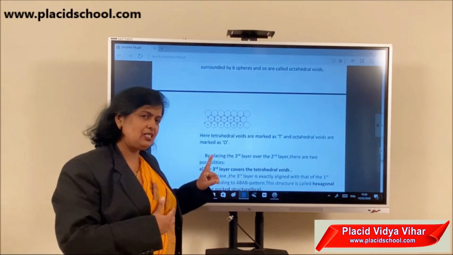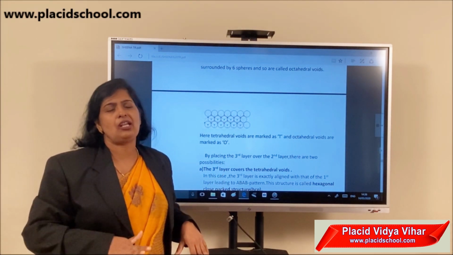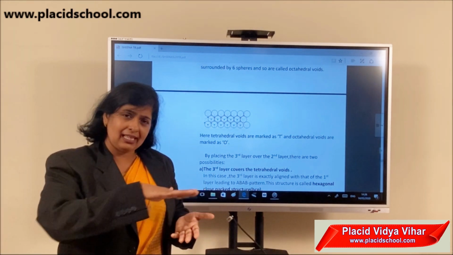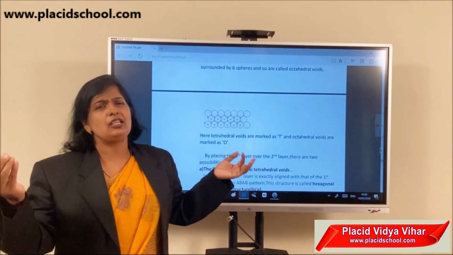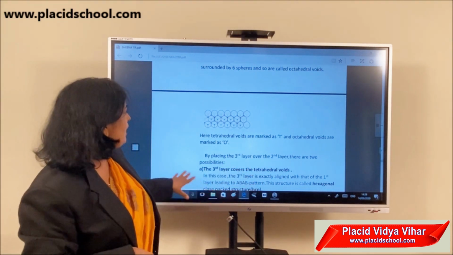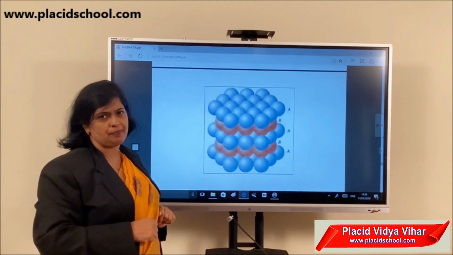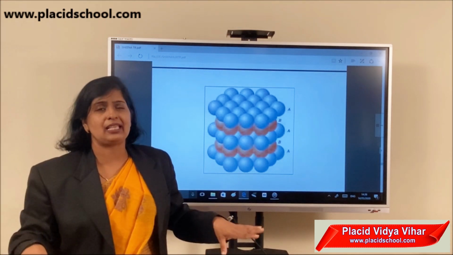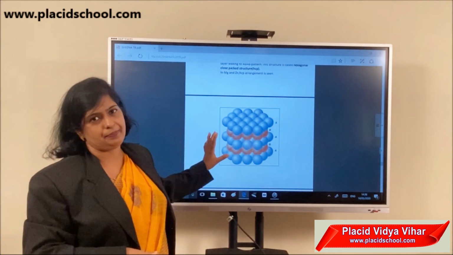So the first way is arrange the two-dimensional layer. The second step is keep the second layer on the depressions of the first layer. So of course it will be two different layers. The first layer is represented as A, and on the depressions of the first layer a second layer is kept, which is represented as B.